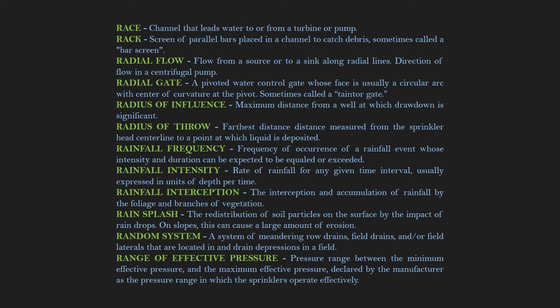Rainfall interception. The interception and accumulation of rainfall by the foliage and branches of vegetation. Rain splash. The redistribution of soil particles on the surface by the impact of raindrops. On slopes, this can cause a large amount of erosion. Random system. A system of meandering row drains, field drains, and/or field laterals that are located in and drain depressions in a field. Range of effective pressure. Pressure range between the minimum effective pressure and the maximum effective pressure declared by the manufacturer is the pressure range in which the sprinklers operate effectively.